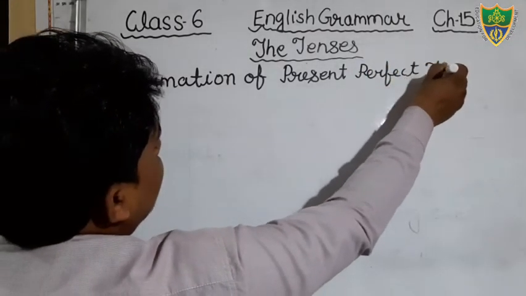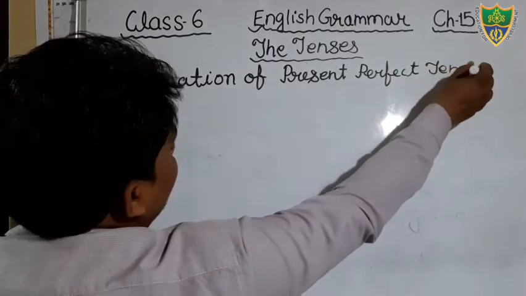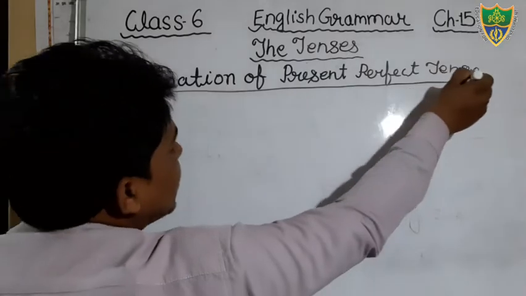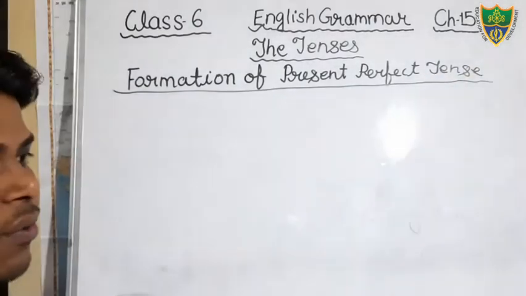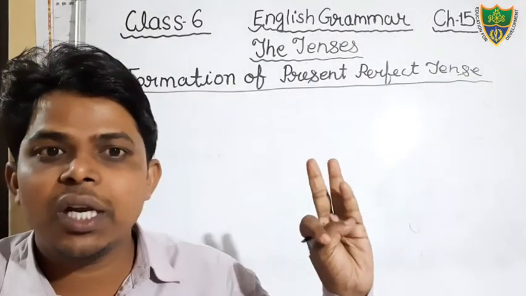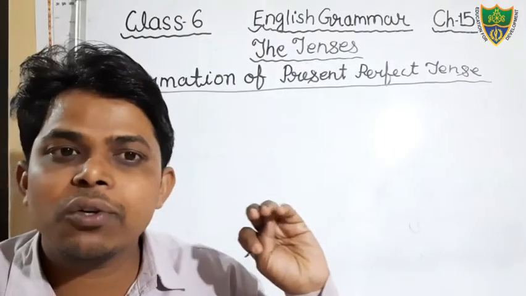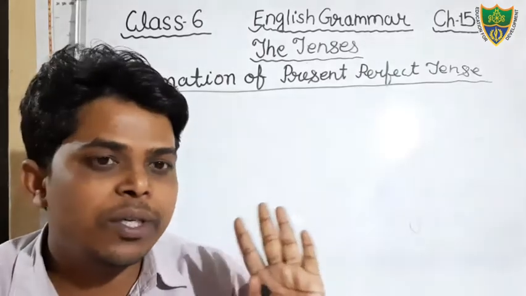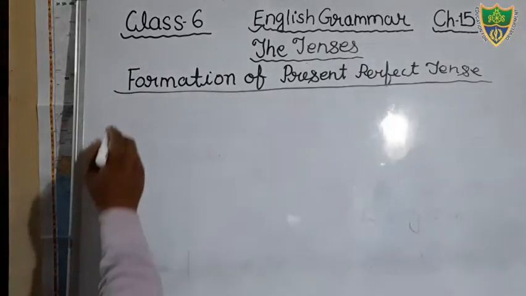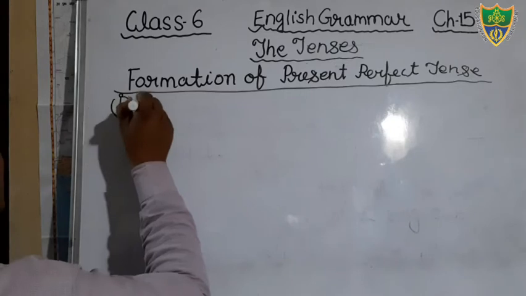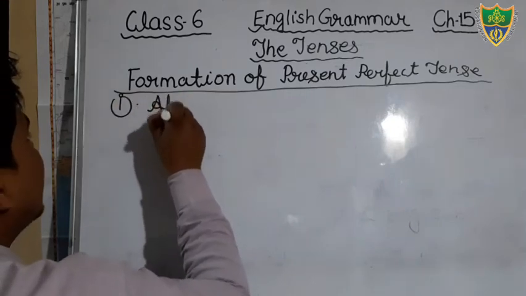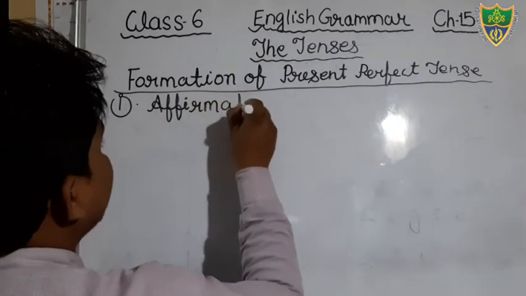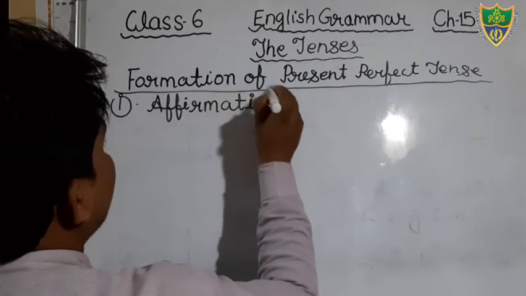Dear students, I have already told you in the previous classes, and we have also completed, that each tense contains three types of sentence: affirmative, negative, and interrogative. And interrogative also contains two types, that is yes/no type and WH type. So first of all we will discuss the affirmative sentence.